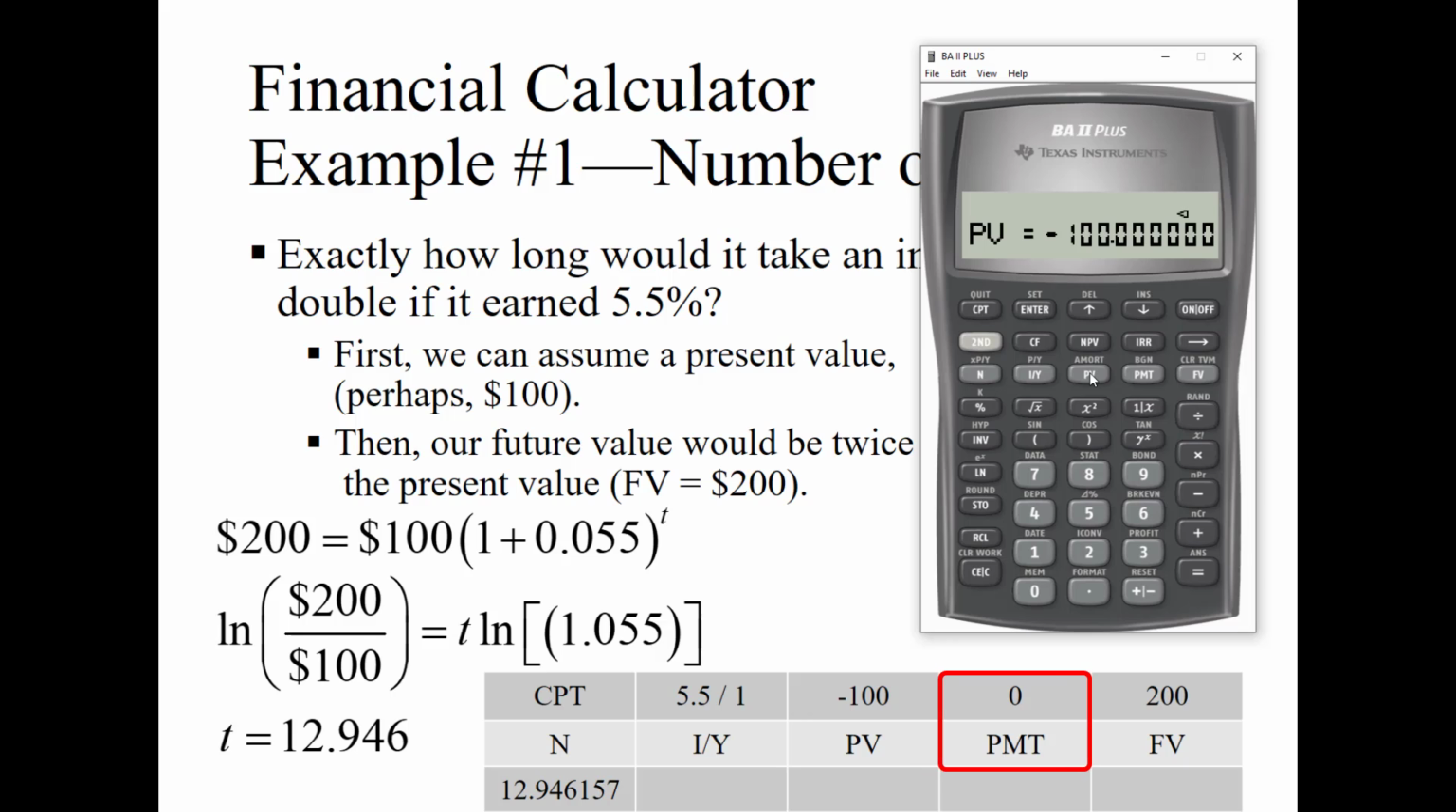Our payment is 0 because there is not an annuity associated with this problem. So I'll type in 0 PMT. Our future value is going to be $200, or in this case, twice as much as we had before. So I'm going to type in 200 and then hit FV.